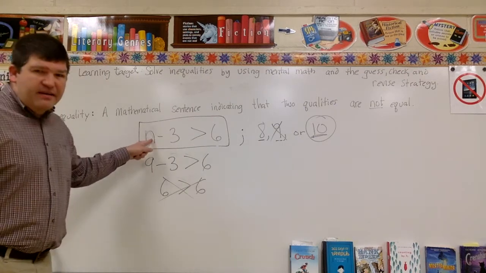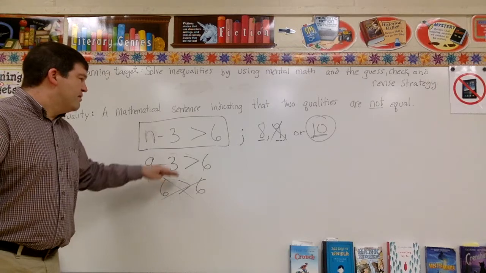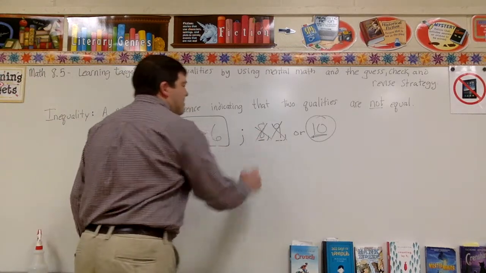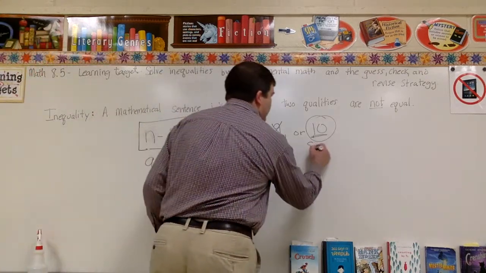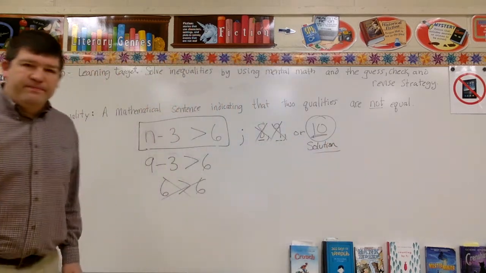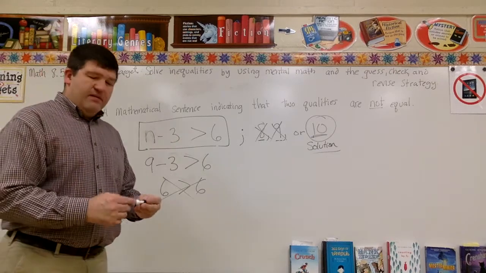Now, if I go to 8, I know 8 minus 3 is 5. I'm going down. I'm getting smaller and smaller. I need to get greater than 6. So I know right away that 8 is not going to work. So out of those 3 choices, 10 is the solution that works in there. Okay? I just put them in, I guessed and checked, and I got my correct answer.